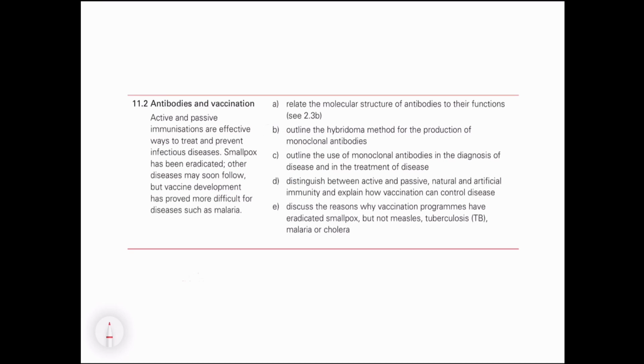For this video, I'm going to cover topic 11 immunity for AS, and I'm going to focus on learning outcome 11.2b related to how do we use hybridoma method for the production of monoclonal antibodies. So before we start, let's define monoclonal antibodies.